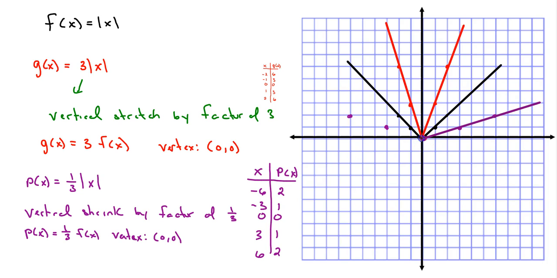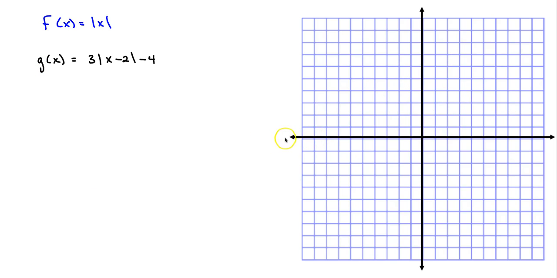So the vertical shrink makes my graph a little wider. Together, what we did yesterday with the horizontal, vertical, and then let's throw this vertical stretch in here as well. Let's put this all together. First, we're going to rewrite g of x in terms of f of x. Who can help me do that?